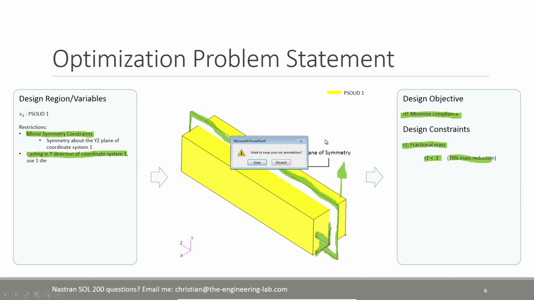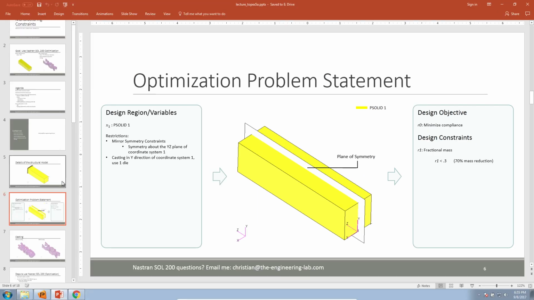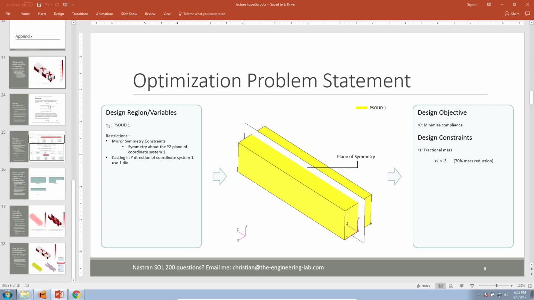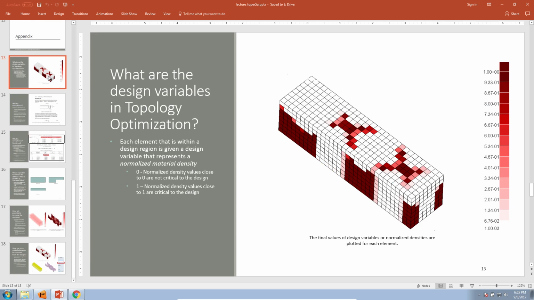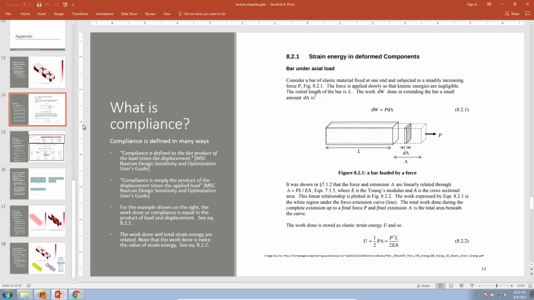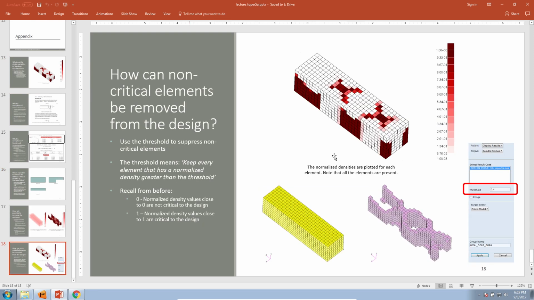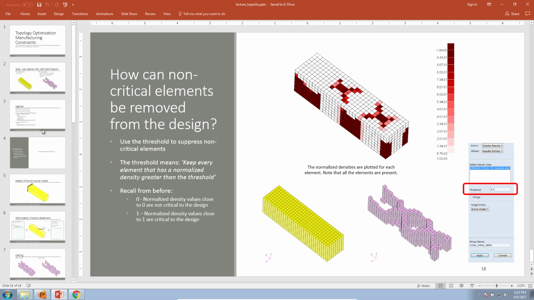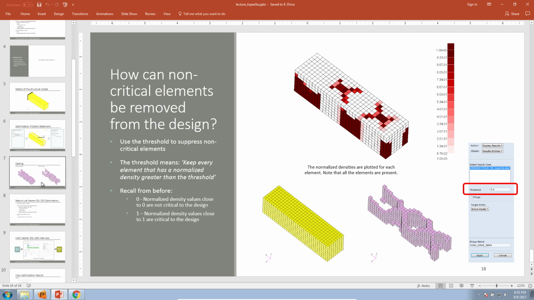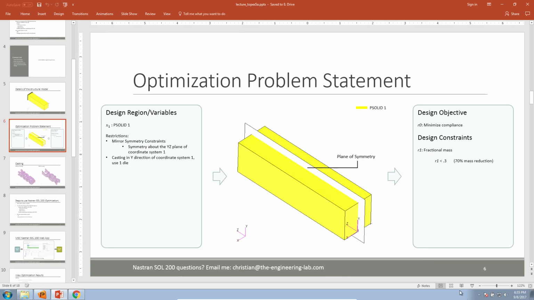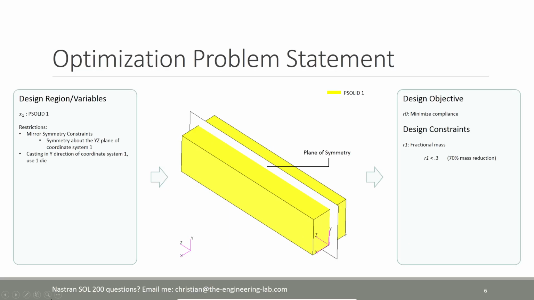Towards the end of the presentation, I will go into some commonly asked questions. I'll describe what the design variables are, what compliance is, what fractional mass is, and then I'll describe how to create the plots at the end where you remove the actual elements. So make sure to stick around at the end of the tutorial for that. And now we are done summarizing our problem statement, so let's move on.